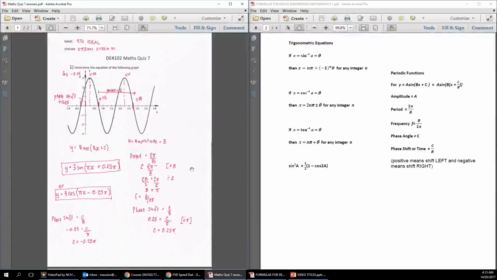So what I've suggested we do is multiply by b, get rid of that fraction. So multiply by b, and that gives us 2b equals 2 pi. Then divide by 2 to get b on its own, which is what we want for our equation. So with the amplitude 3, we've got 3 there because that's A.